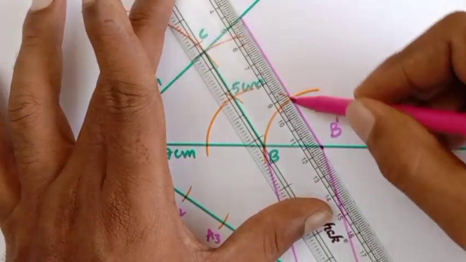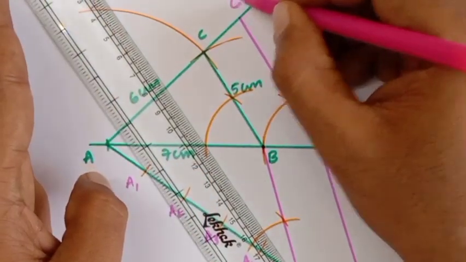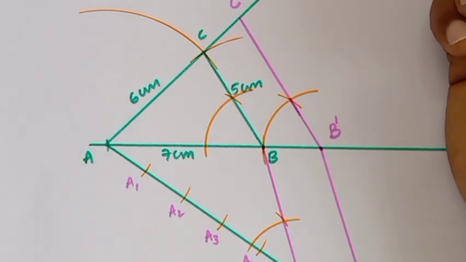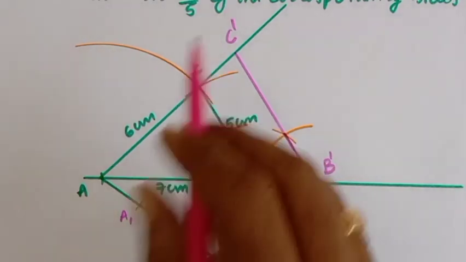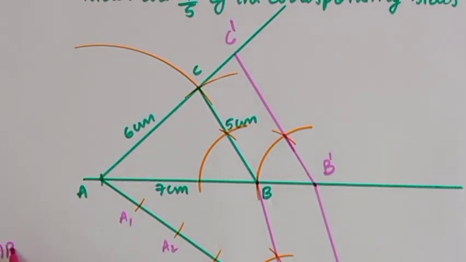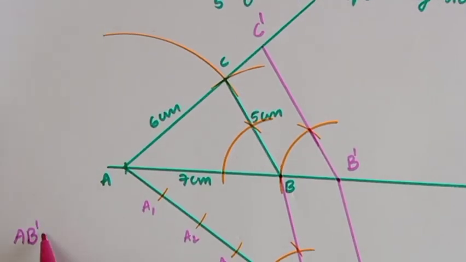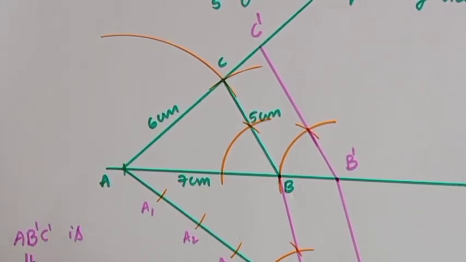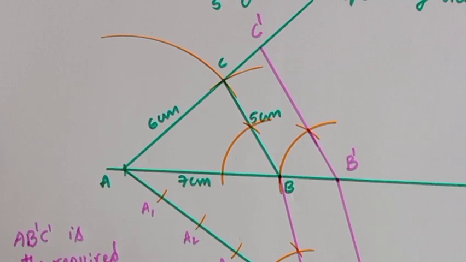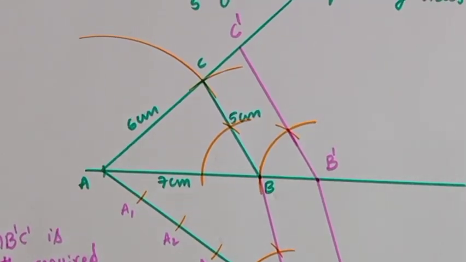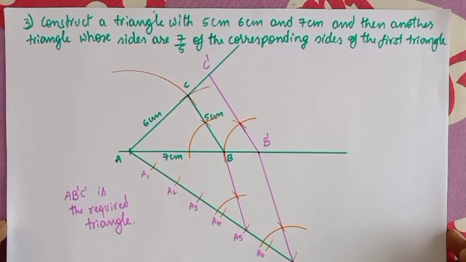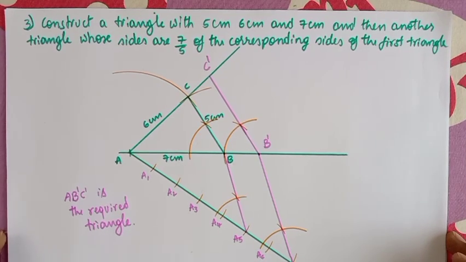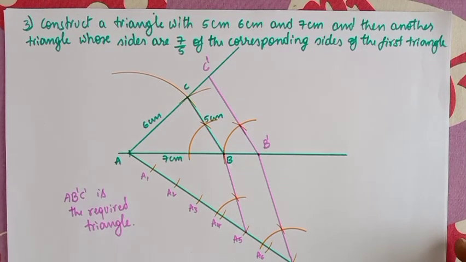We are drawing here, and this point is called C dash. The required triangle is A B dash C dash. A B dash C dash is the required triangle. Required triangle. We have completed this construction.